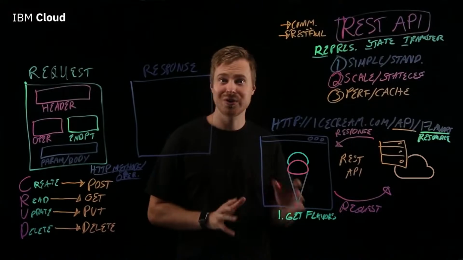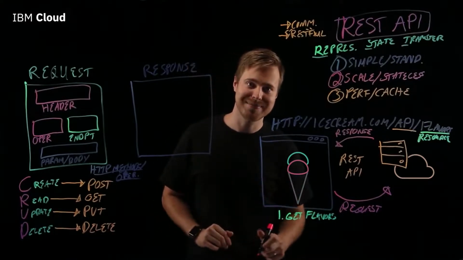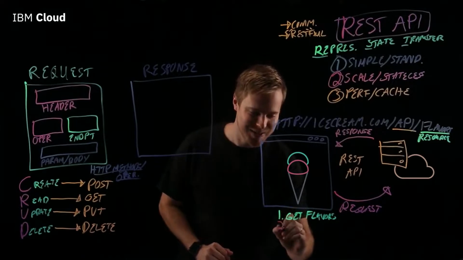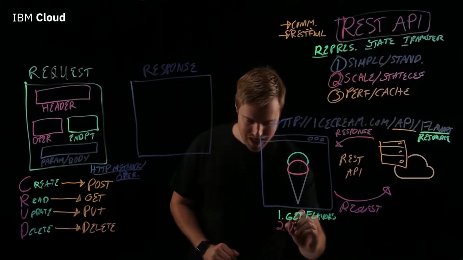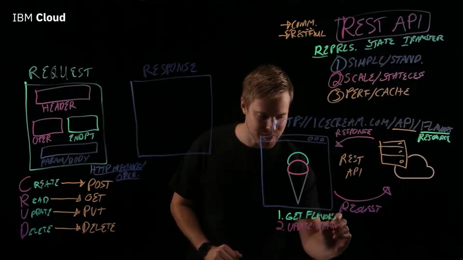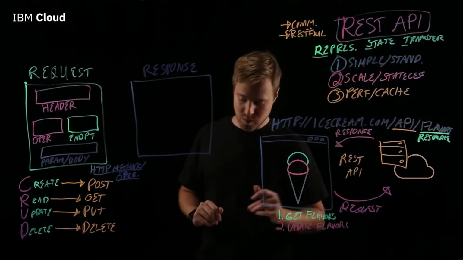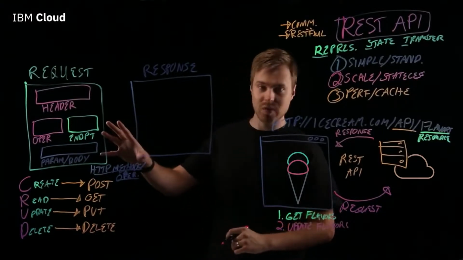But then, mint chocolate is so popular that it actually runs out for the day. And the store is scrambling and they want to replace that flavor with another one. They choose chocolate, which is a great choice. So let's say they want to update the flavors, right? So you want to update or replace that mint chocolate with just chocolate. So what does our request look like?